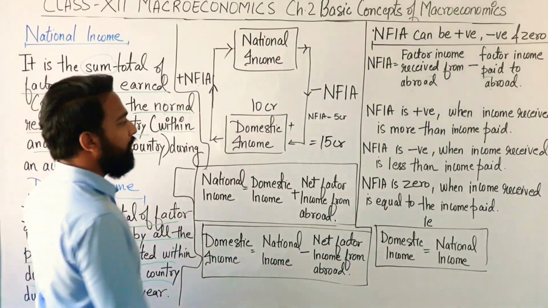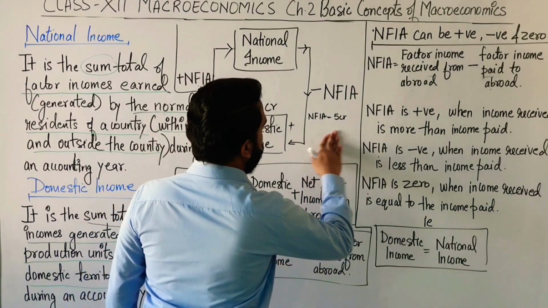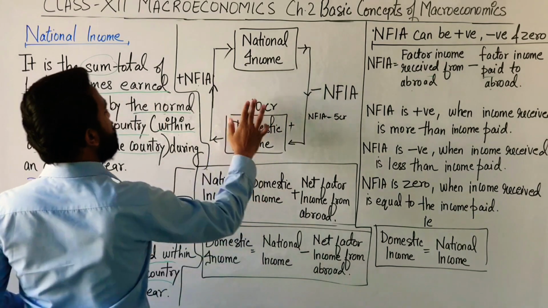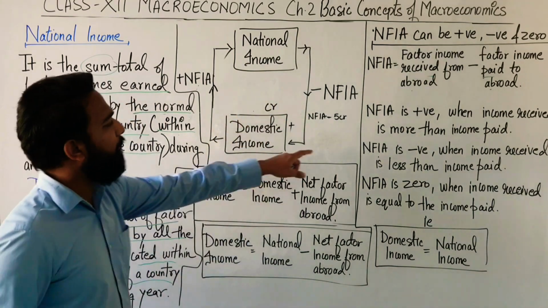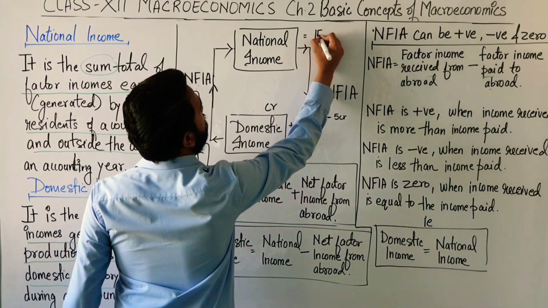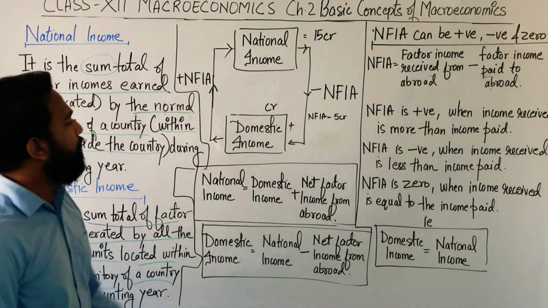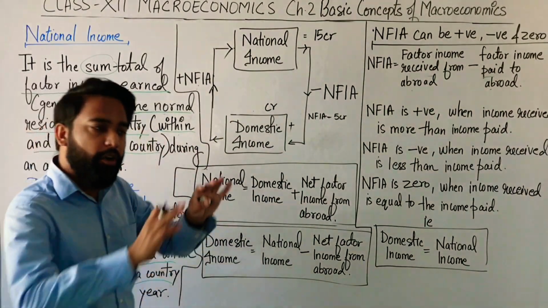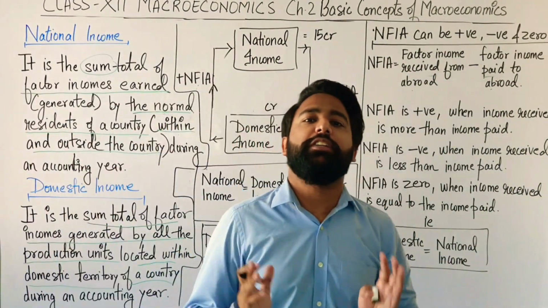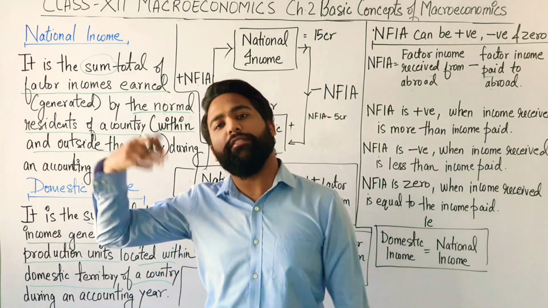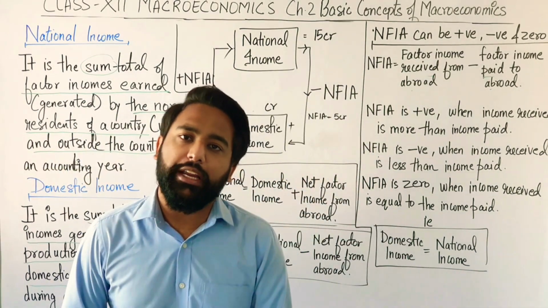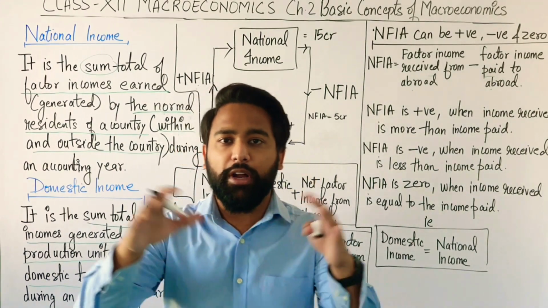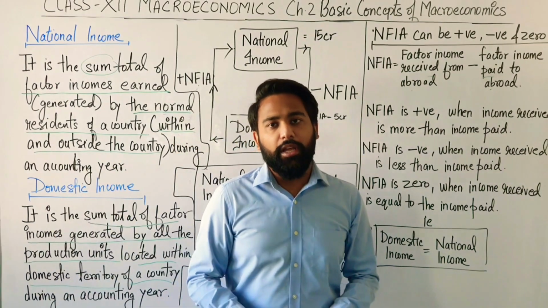Is that clear? Now, let's shift the table. Now we need to calculate domestic income with the help of NFIA. Just now we calculated national income, that was 15 crore. Now we have got the income of all the normal residents of the country, living inside the country or living outside the country. Now we have to calculate the income of only those people who are living in the geographical boundary. Now what we will do?